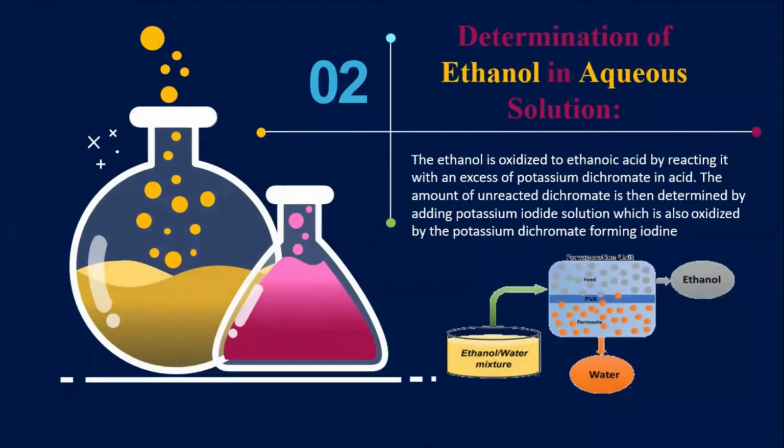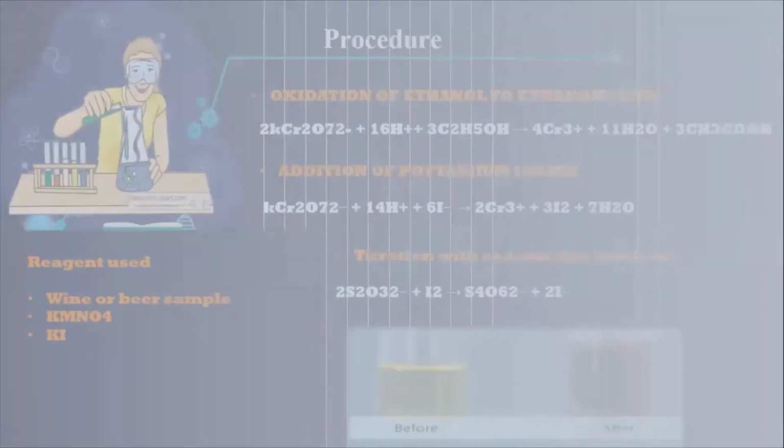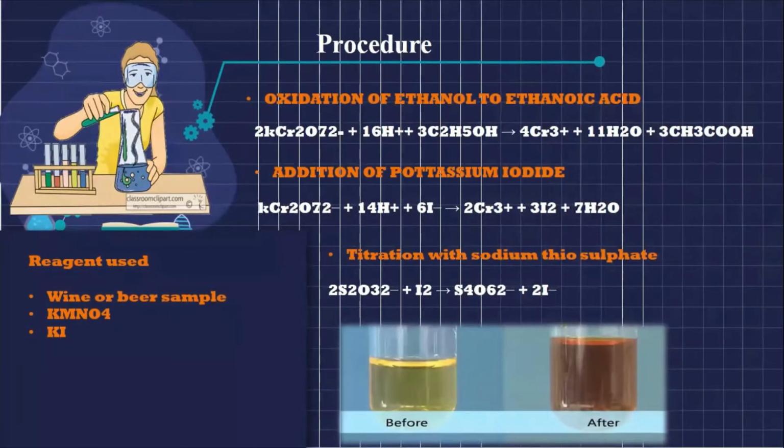Determination of ethanol in aqueous solution. So here is the procedure for the determination of ethanol in aqueous solution. Ethanol can be determined in an aqueous solution. The aqueous solution can be a sample of beer or any alcohol.